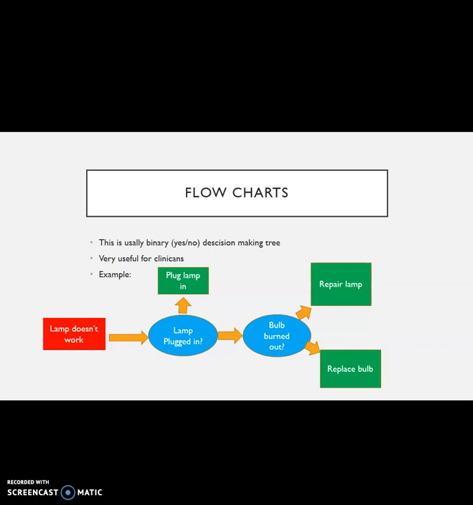Flowcharts. This is usually binary, so it's usually yes or no, and that's how you're going to develop this. It's using the decision-making tree. It's very useful for clinicians in that it helps you streamline, understand and move through a decision quickly with very objective measures.